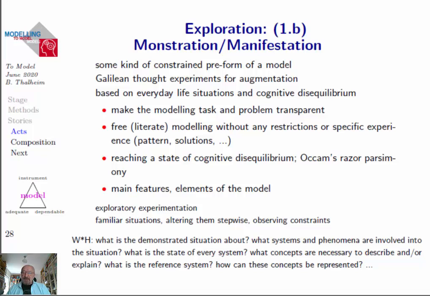Okay, then we can handle restrictions. Then we can also look for obtaining the most simple models. That means in this case we look, because we want to support parsimony, for something like Occam's razor principles or for Solomonoff principles. Then we start to consider main features and elements of models, and of course we can now use our W star H framework to represent whatever has been developed.